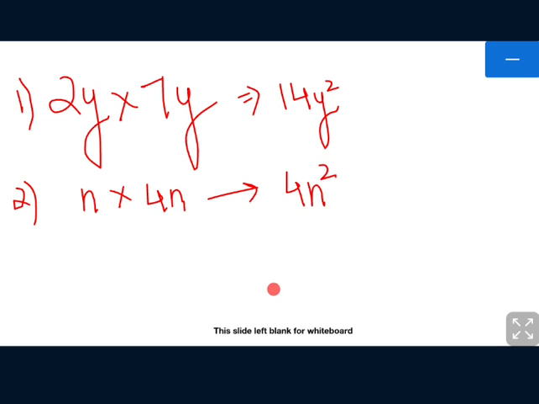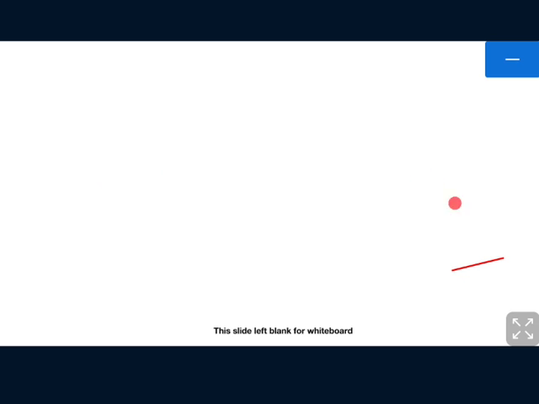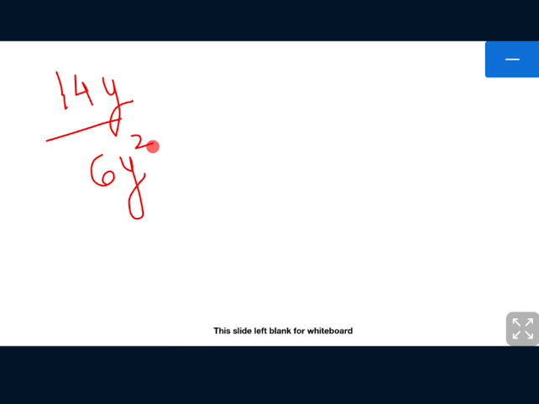So that's correct, which means whenever you have to multiply numbers and multiply the letters, you'll get the answer. Now, if there is a division, when you have to divide, suppose this is 14y over 6y squared. Okay, so when you have to divide, you have to do the same, which means first separate it out.